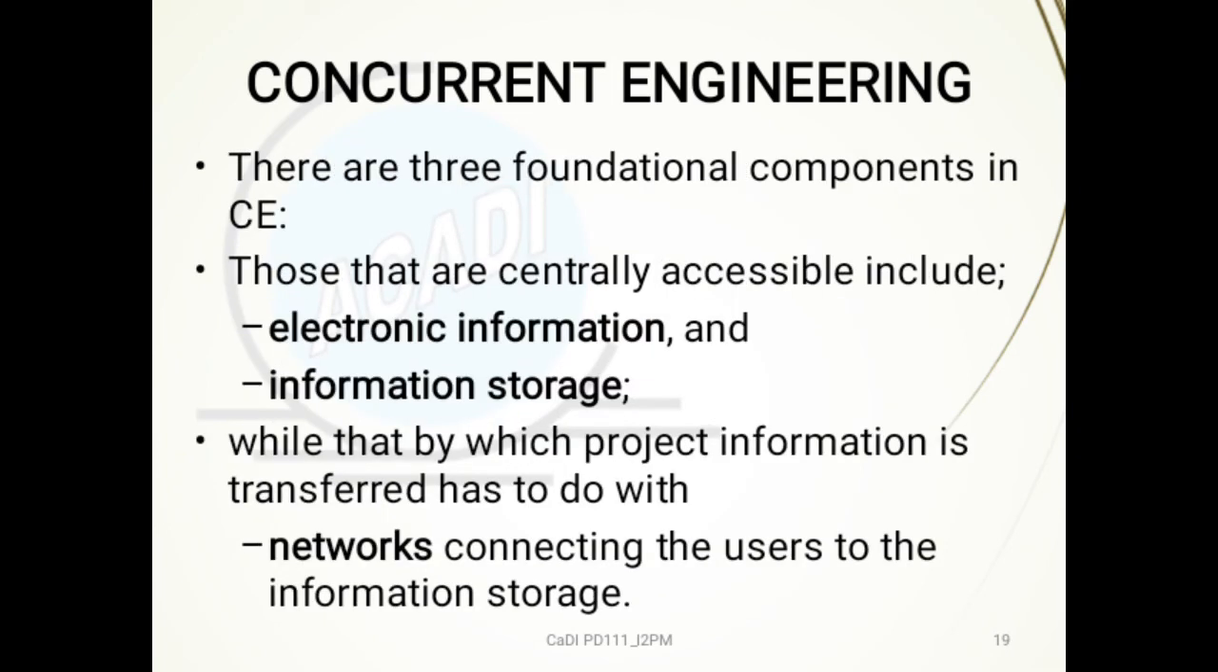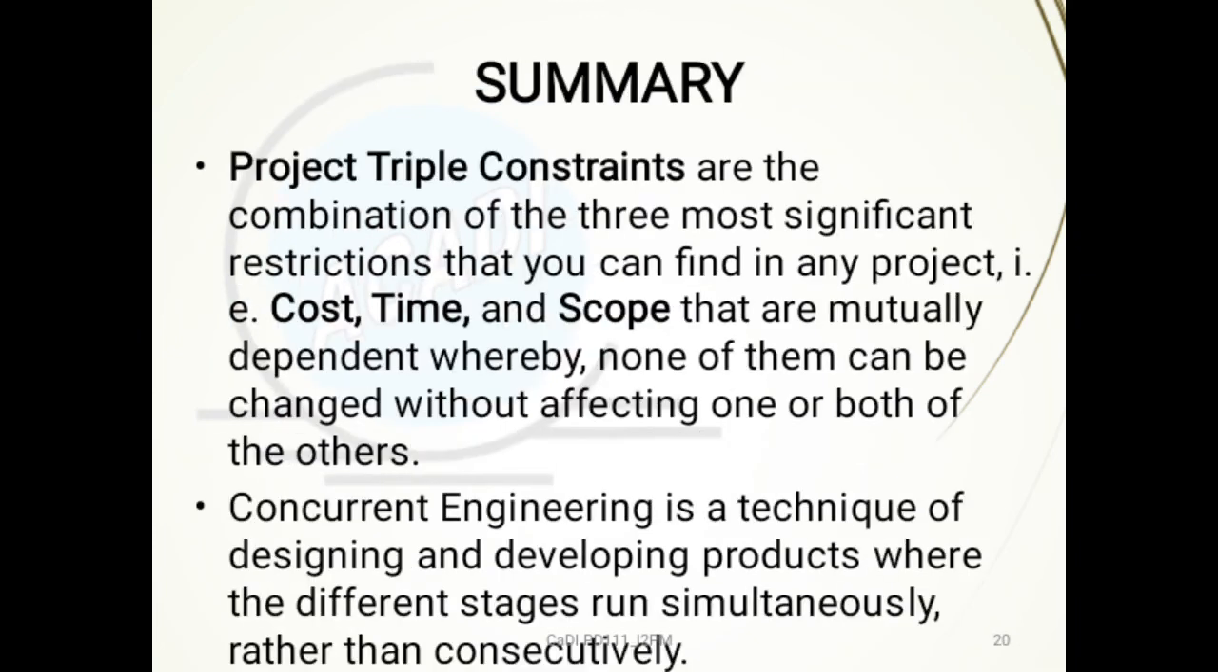There are three fundamental components in concurrent engineering. Those that are centrally accessible include electronic information and information storage, while that by which project information is transferred has to do with networks connecting the users to information storage.